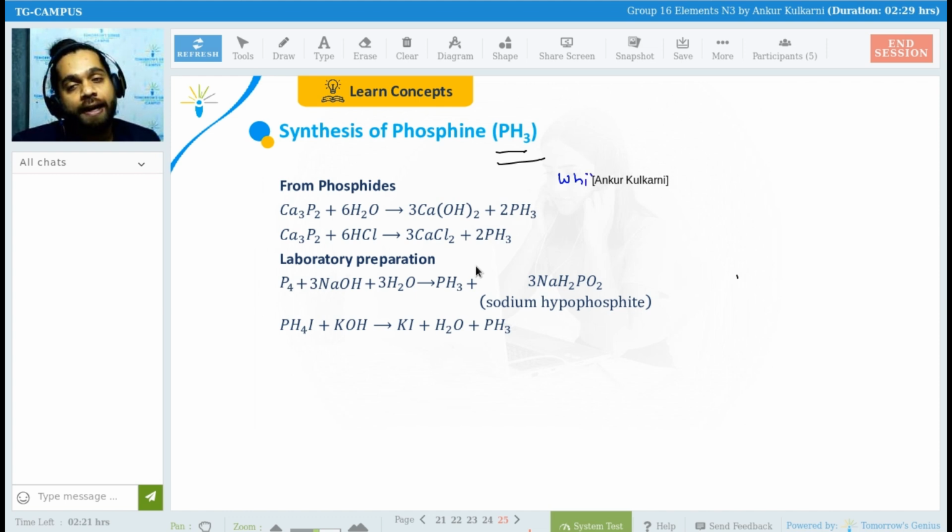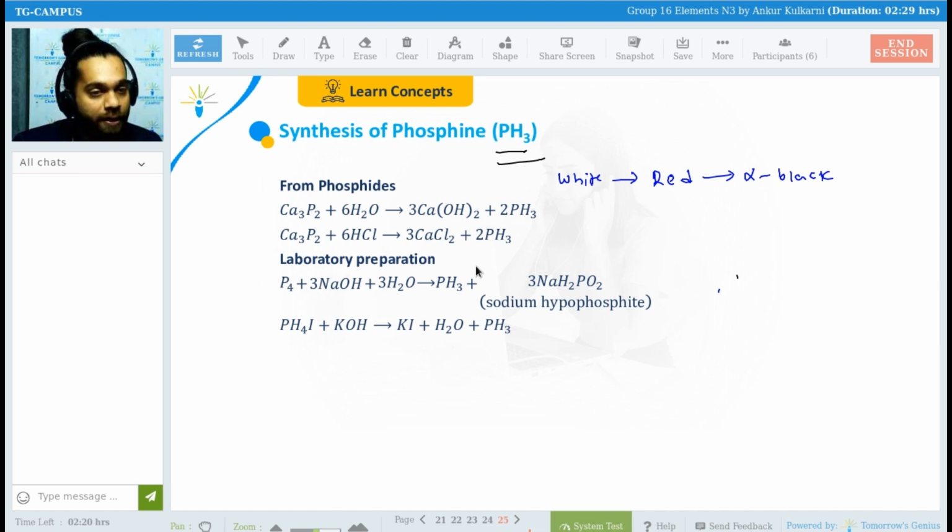If I heat white, what do I get? Correct, I get the red. If I heat red, what do I get? Black. Only black? Which black? That is also important. Alpha black.